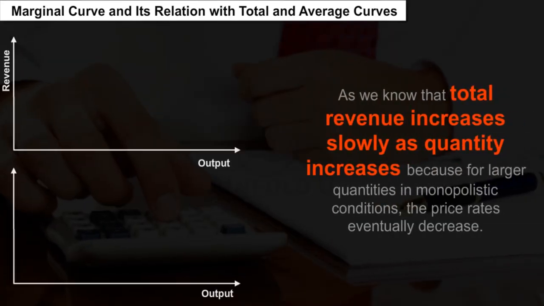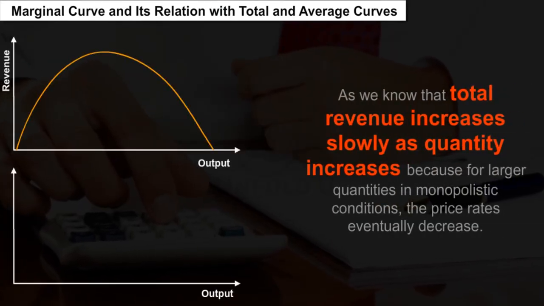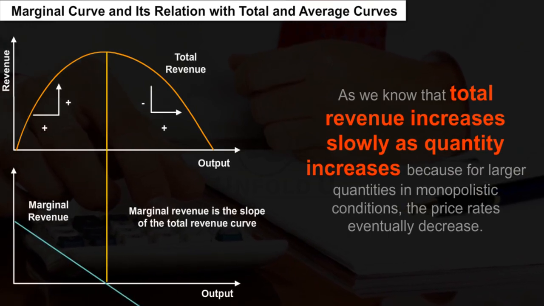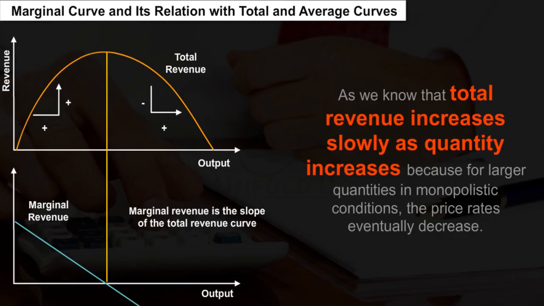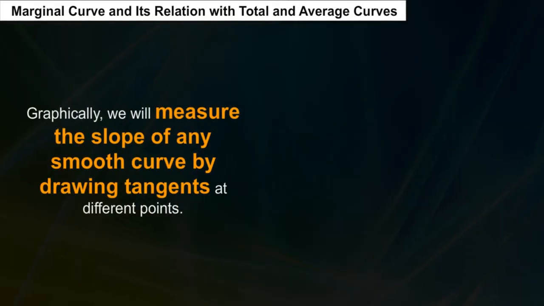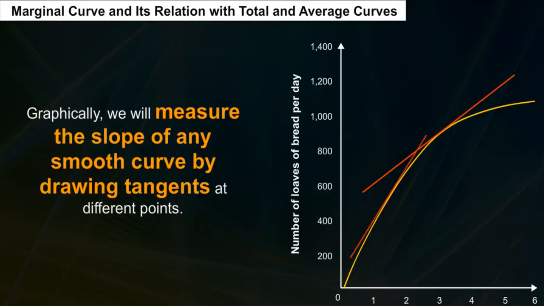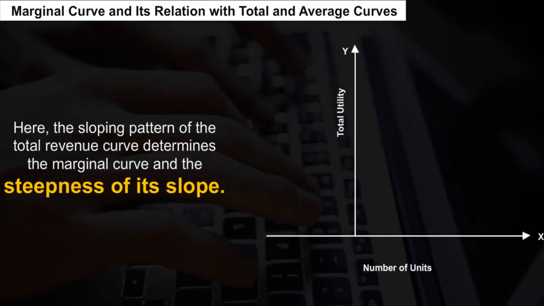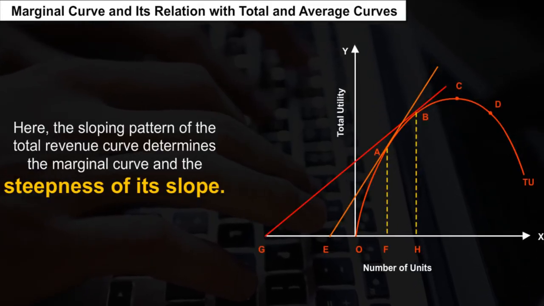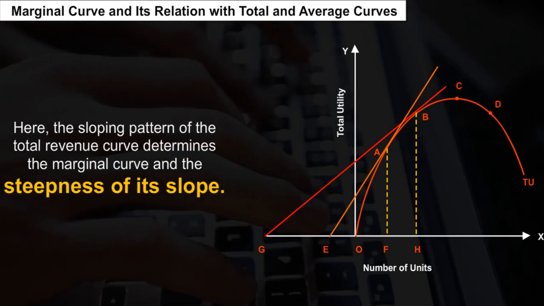As we know, total revenue increases slowly as quantity increases, because for larger quantities in monopolistic conditions, the price rates eventually decrease. Graphically, we will measure the slope of any smooth curve by drawing tangents at different points. Here, the sloping pattern of the total revenue curve determines the marginal curve and the steepness of its slope.